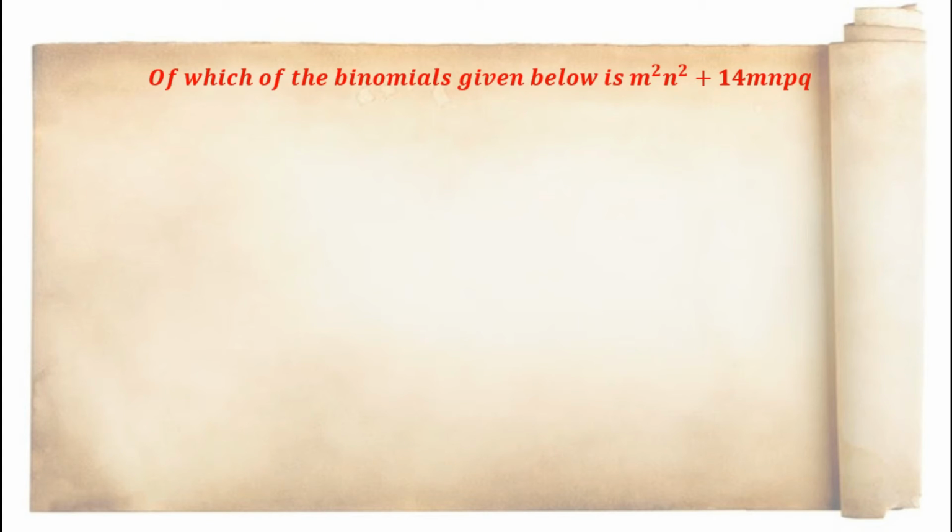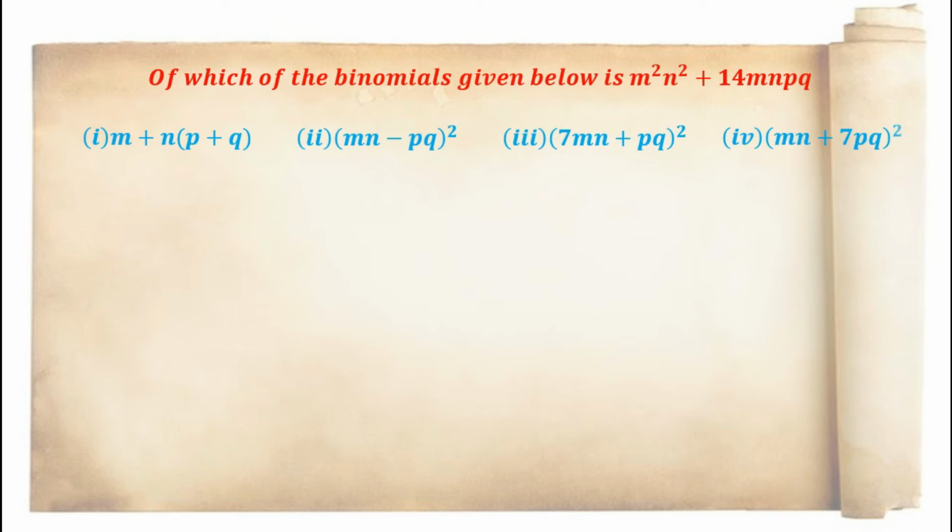Of which of the binomials given below is m raised to 2 n raised to 2 plus 14 mn pq plus 49 p raised to 2 q raised to 2 the expansion? So here are the options: first, m plus n, p plus q; second, mn minus pq raised to 2; third, 7mn plus pq raised to 2; and fourth, mn plus 7pq raised to 2.